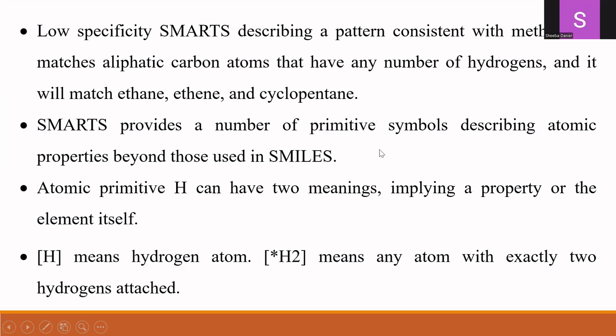SMARTS provides a number of primitive symbols describing atomic properties beyond those used in SMILES. Atomic primitive H can have two meanings, implying a property of the element itself. Square bracket H means hydrogen atom. The H2 star means any atom with exactly 2 hydrogen atoms attached.